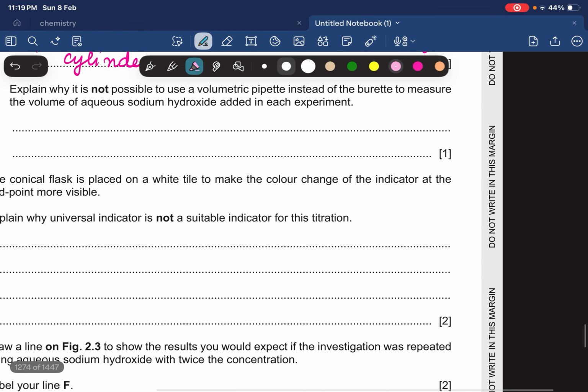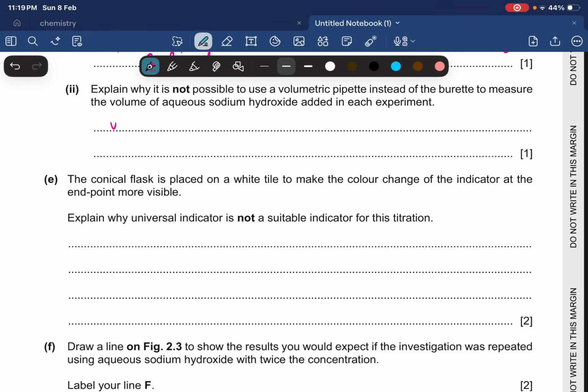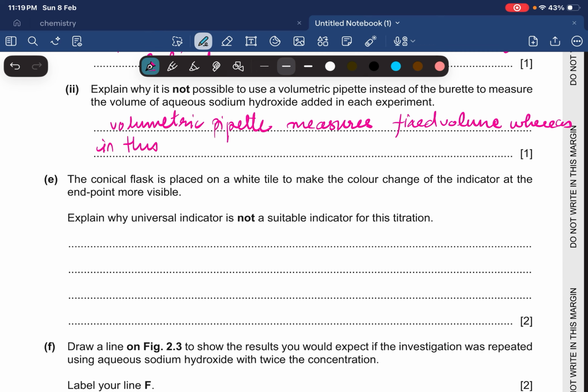So you're going to tell the examiner that volumetric pipette measures fixed volume, whereas in this experiment the volume of NaOH keeps changing.